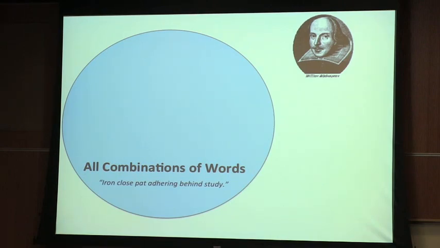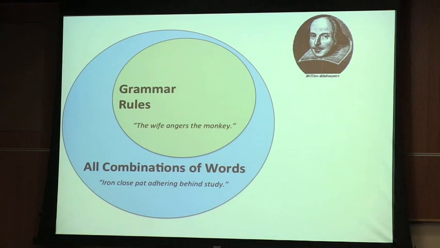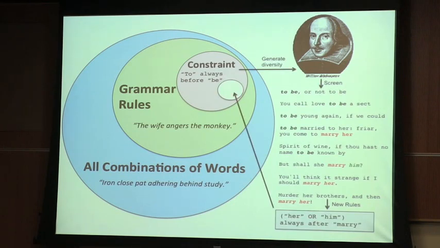And so the simplest way you could do it is where you just have a list of English words and you randomly combine them to create sentences, like iron clothes put adhering behind study. But then you can apply grammatical rules on top of that and start to generate random sentences, but ones that adhere to the grammatical rules, like the wife anchors the monkey. And then you can start to apply constraints on top of that system, like to is before be. You can start generating new sentences and learning from those sentences and so on to create new constraints which further condense your system.